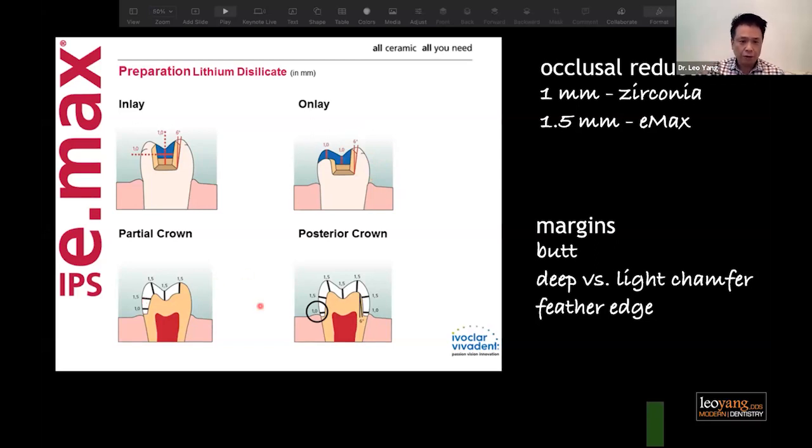For the partial crown and posterior crowns, a lot of times you can see they show 1.5. So like I said, 1.5 is probably a good start for you if you're not familiar with this. Axial wall reduction wise, they say 1.0. We really don't need 1.0 for sure nowadays because things don't break that easily. So if you have less than 1.0, then that'll be fine.